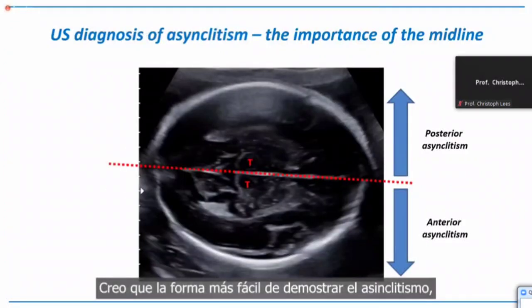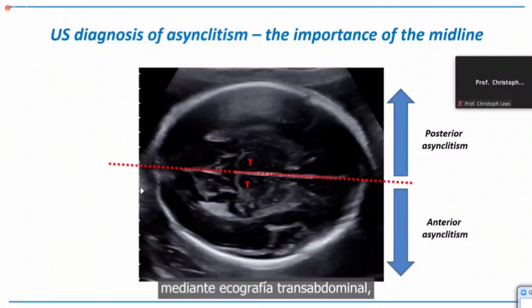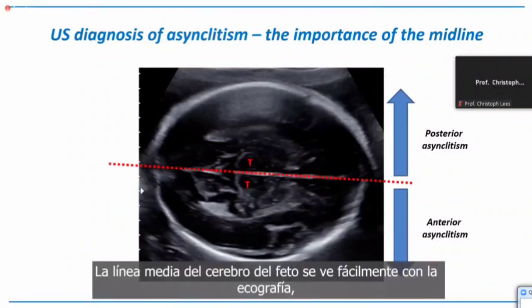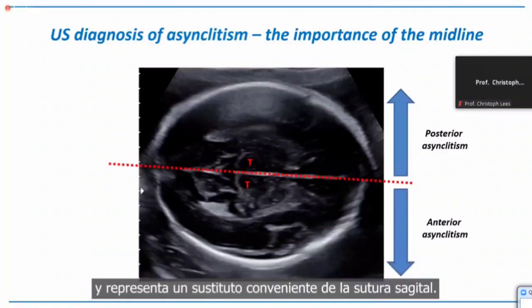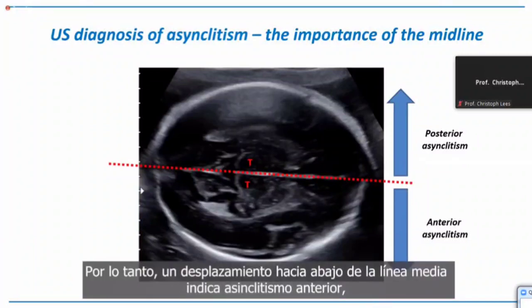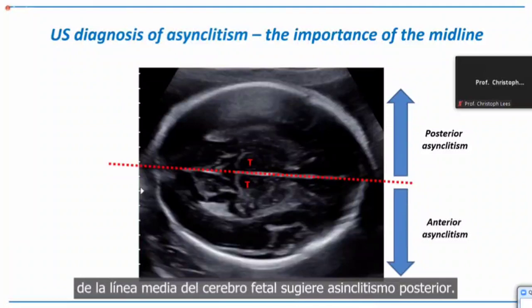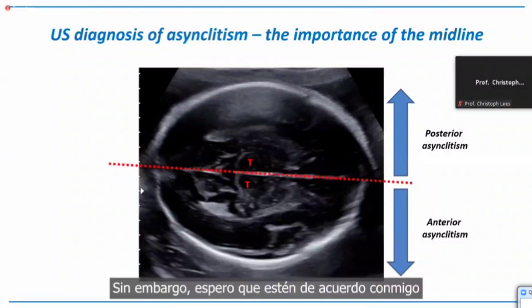Actually, I do believe that the easiest way to demonstrate asynclitism by means of transabdominal ultrasound is the visualization of the midline of the fetal brain and particularly the assessment of its symmetry. The midline of the fetal brain is easily seen with sonography and represents a convenient proxy of the sagittal suture. Therefore, a downward displacement of the midline indicates anterior asynclitism, while an upward displacement of the midline of the fetal brain is suggestive of posterior asynclitism.